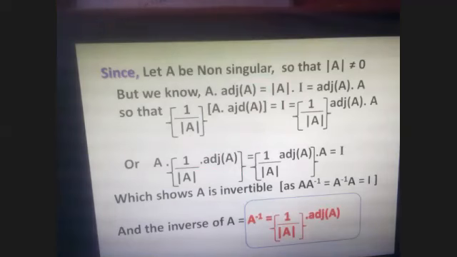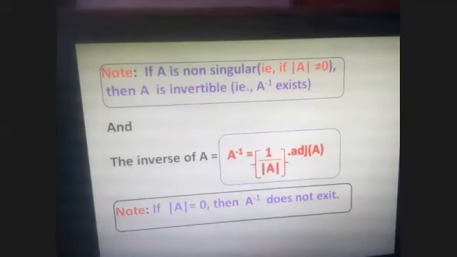Very good. So one thing is true here, which shows that A is invertible, and the inverse of A is A inverse equal to 1 by determinant A into adjoint of A. A inverse is 1 by determinant A into adjoint of A. What is the requirement? Determinant A must be non-zero. Very important result you cannot ignore.